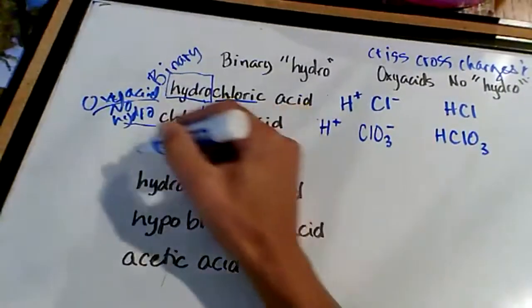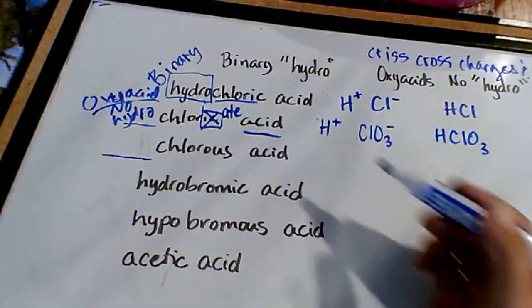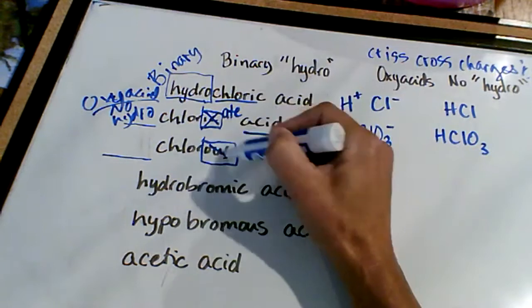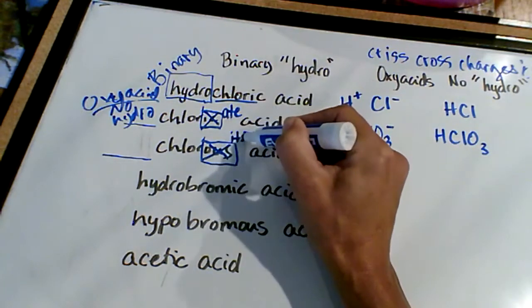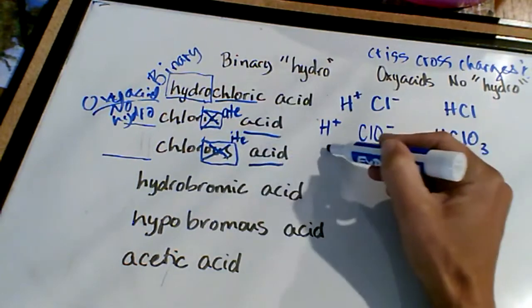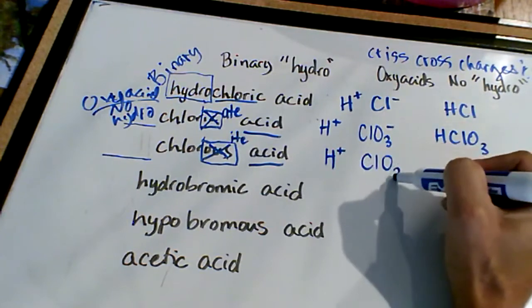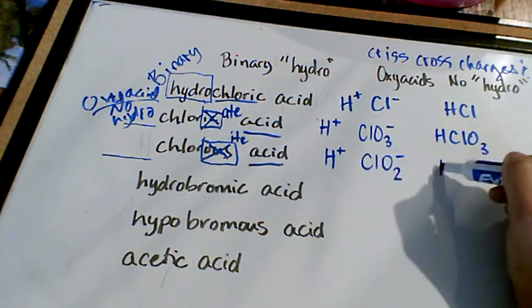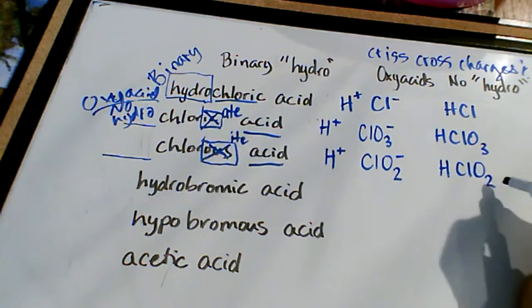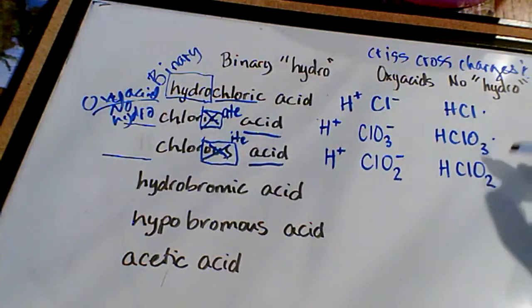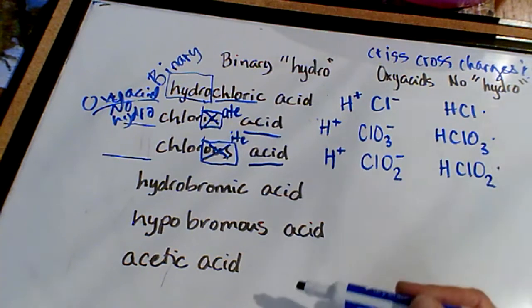Okay, let's go to the next one. There's no hydro. So I'm going to look at the ending. The ending is an ous, so it was originally an ite. Acid means hydrogen is the first element, and he was with chlorite. 1 and 1 makes HClO2. So notice the difference here. Hydrochloric acid, chloric acid, chlorous acid.